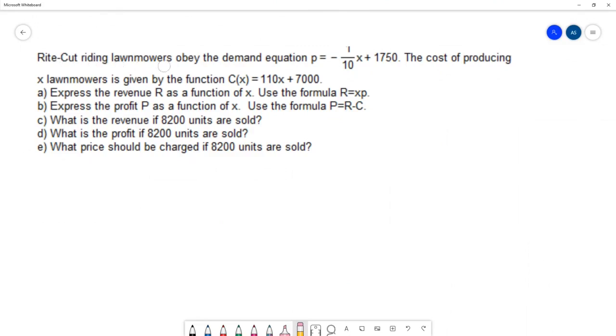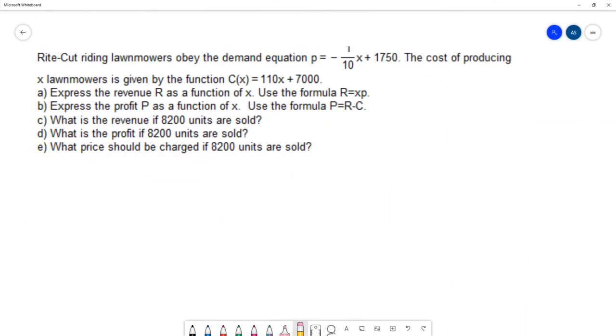Right-cut riding lawnmowers obey the demand equation p equals negative 1/10 x plus 1,750. Now, in this demand equation, the lowercase p stands for price and the x stands for number of units. So this is an equation that relates how many units you sell to the price of the item you sell.